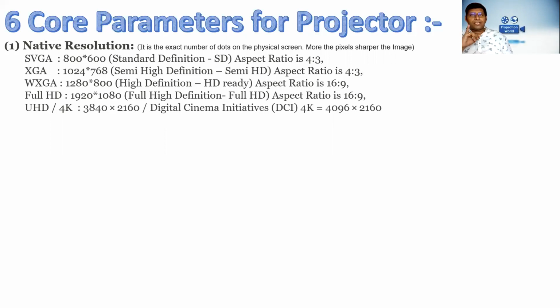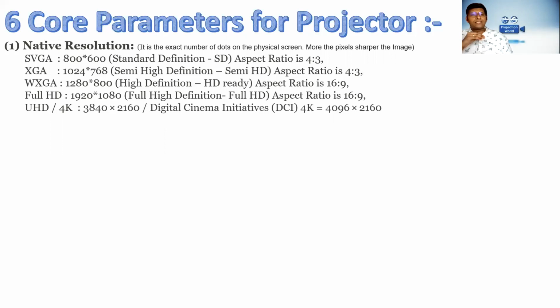The number one, the basic, is SVGA, that is 800 into 600. In layman's words we say standard definition. Then second is XGA, 1024 into 768, that is semi HD resolution. This XGA is a universal parameter for any business presentation. So this is a universally certified parameter, XGA. So if you have an XGA projector, there is no worry to give a presentation on that XGA projector. And mostly in corporates, XGA projectors only move.